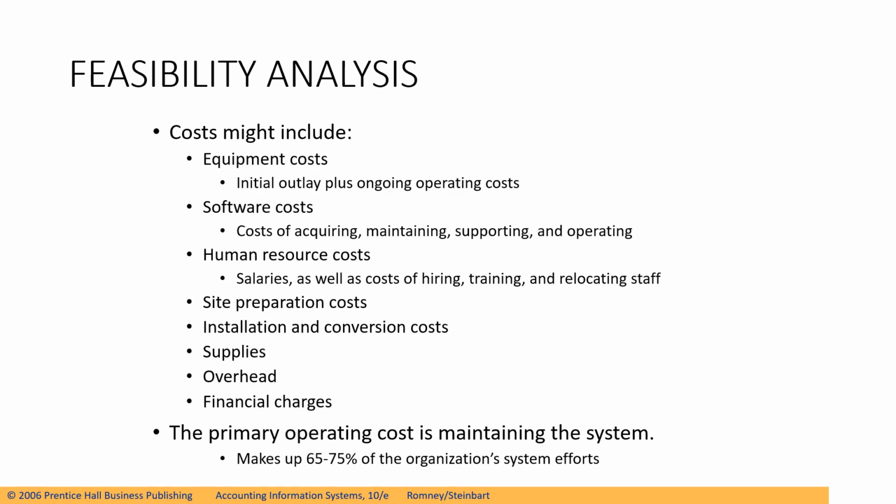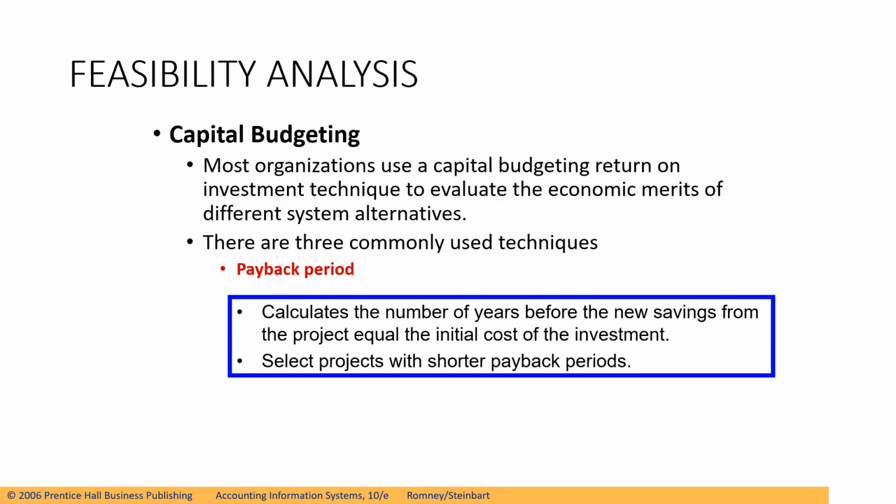On the other hand, costs include equipment costs, the initial outlay, plus of course the ongoing operating cost; the software cost, the cost of acquiring, maintaining, supporting, and operating; the human resource cost, cost for salaries, cost of hiring, training, and relocating staff; the site preparation costs, the installation and conversion costs, the supplies, overhead, financial charges. Okay, the primary operating cost is maintaining the system, which is usually 65 to 75% of the organization's system efforts.